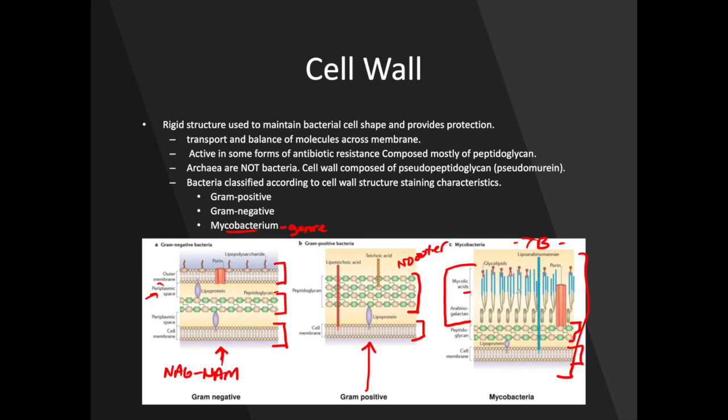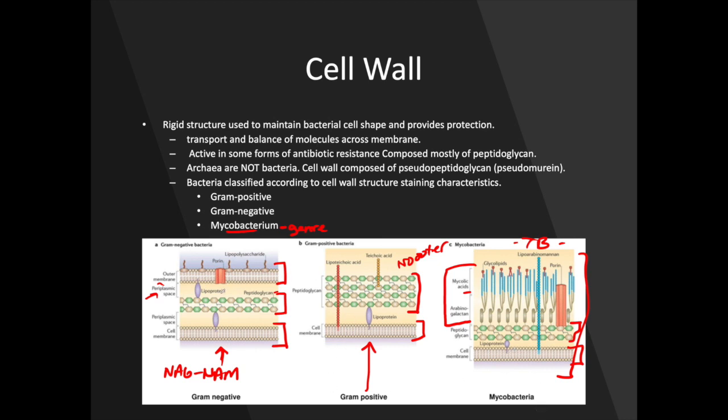Now, this mycolic acid makes Mycobacterium very difficult to stain. We have to use a very unique staining method called acid-fast staining in order to get them to take up color. Mycolic acid is kind of like a waxy coating on the outside of the bacterial cells. That waxy coating prevents Mycobacterium from staining, so we have to stain it very differently.